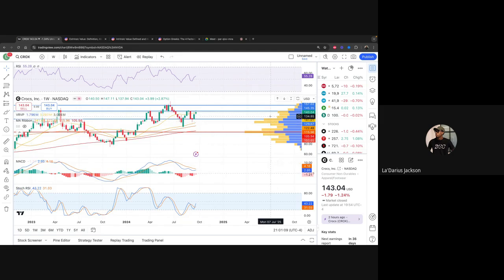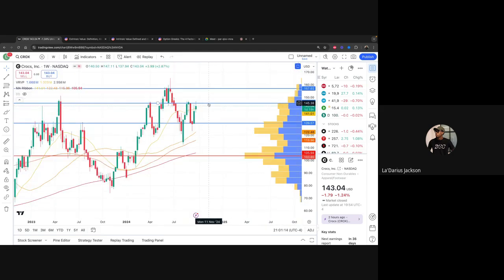So the entry for this one, if I'm looking at an option, I need a break above this level right here. I need a break above 145. We can see that on this candle. And what I mean by break, I would like a candle or two.